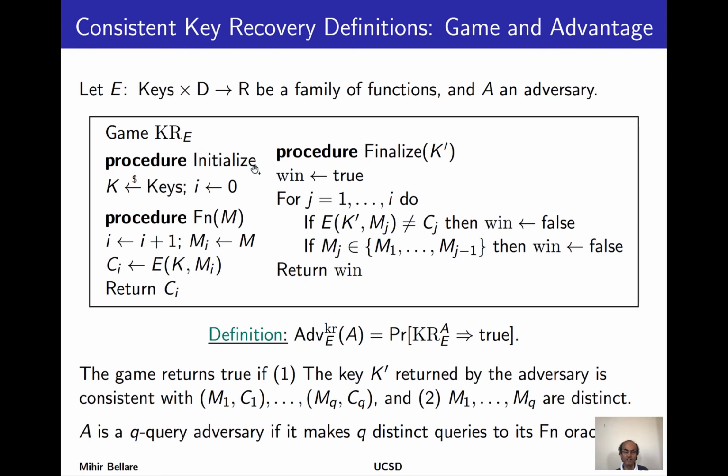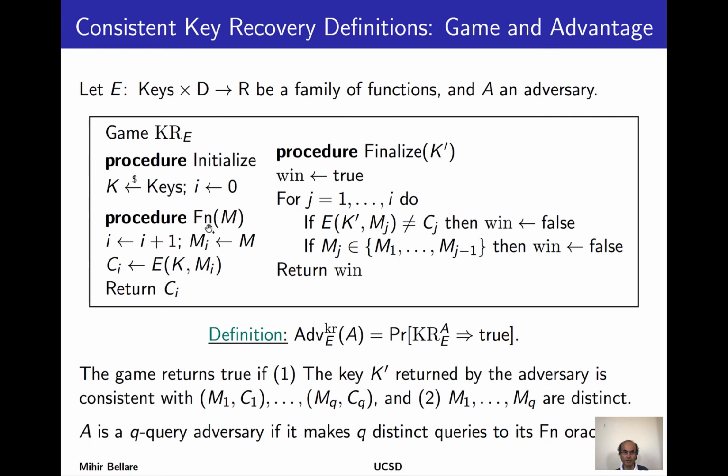What does initialize do? As before, it picks a key at random from the key space of the family of functions. That again is the target key, and we call it the target key as before. Internally, it also initializes a counter to 0. It will use that for its own purposes. As usual, the key is not exported. At this point, the adversary has no idea what the key is.